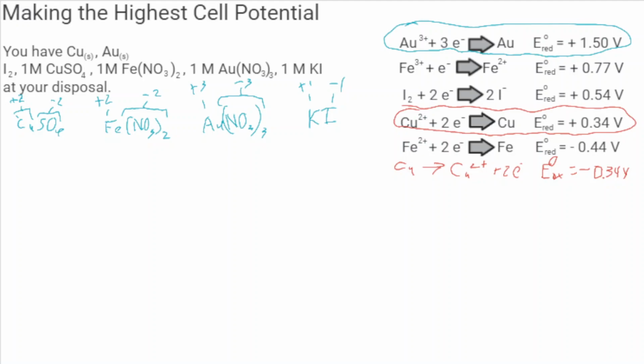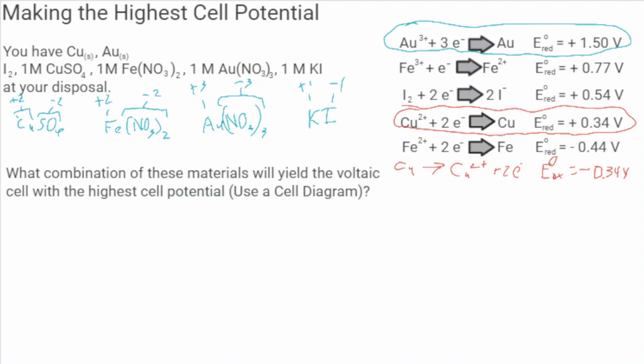All right, so now we figured out what we want to use. Let's go ahead and see what our actual questions were. So what combination of these materials will yield the voltaic cell with the highest cell potential? And we're asked to write this as a cell diagram. Well, we already figured out what species we want to use. We want to be using our copper for our oxidation half reaction and the gold 3 plus for our reduction half reaction. So we always want to start off with whatever is producing electrons. In this case, it's going to be our copper solid.